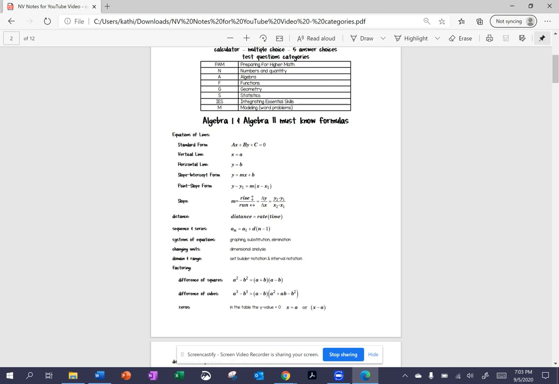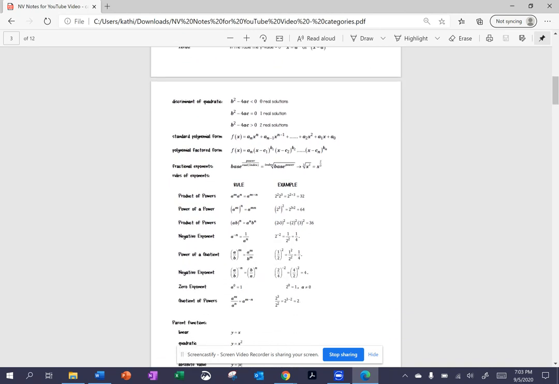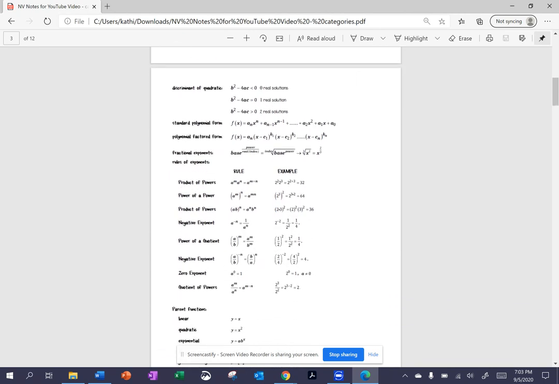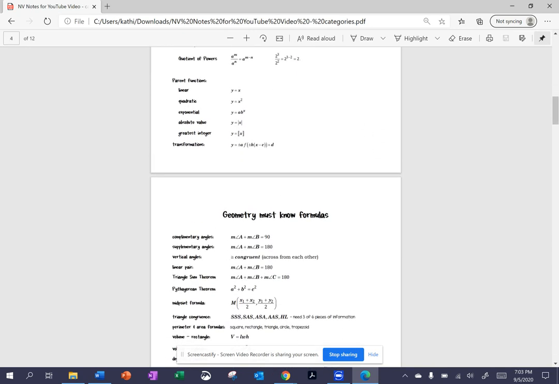I need to be able to change units, state domain and range, and set builder and interval notation, factoring, zeros, the discriminant of a quadratic equation, standard form of a polynomial, factored form, fractional exponents, switching between them and their radical, rules of exponents, parent functions. In this one, there's linear, quadratic, exponential, absolute value, and greatest integer. I need to know the transformations.